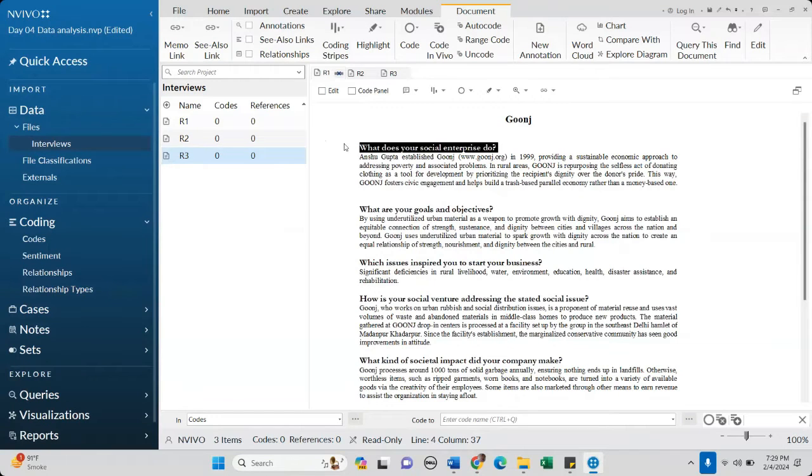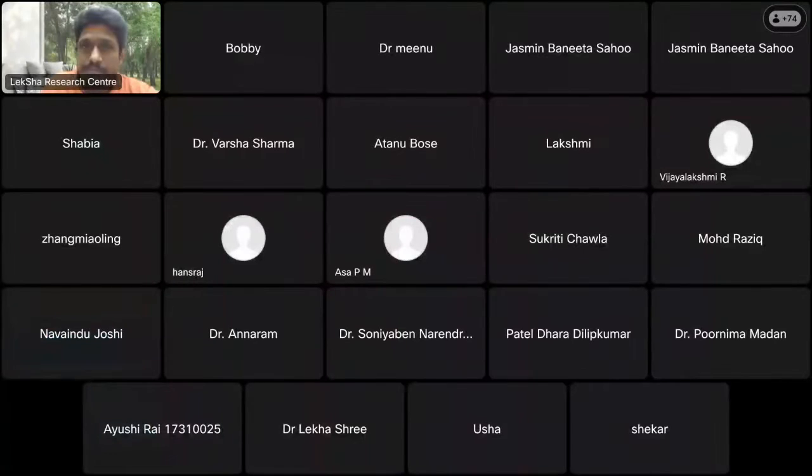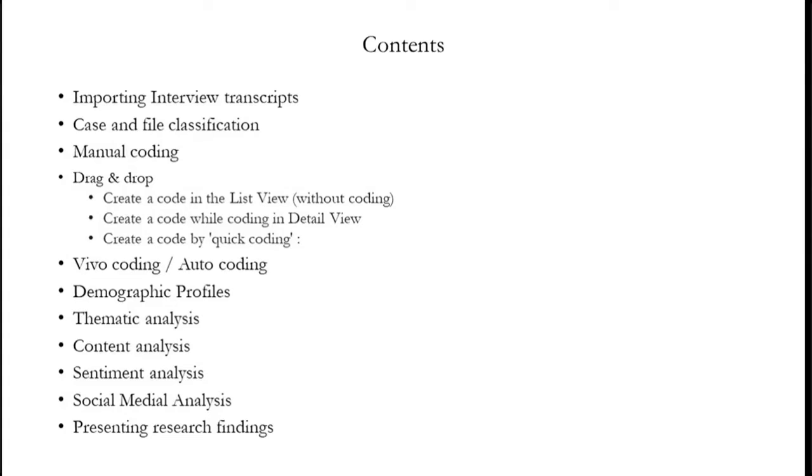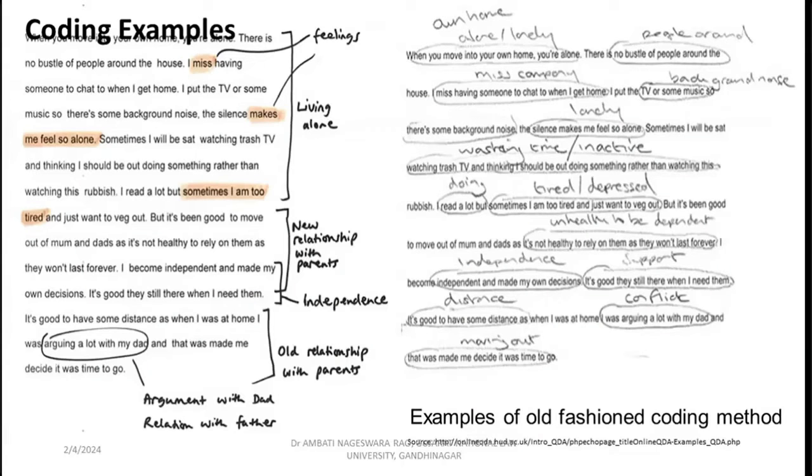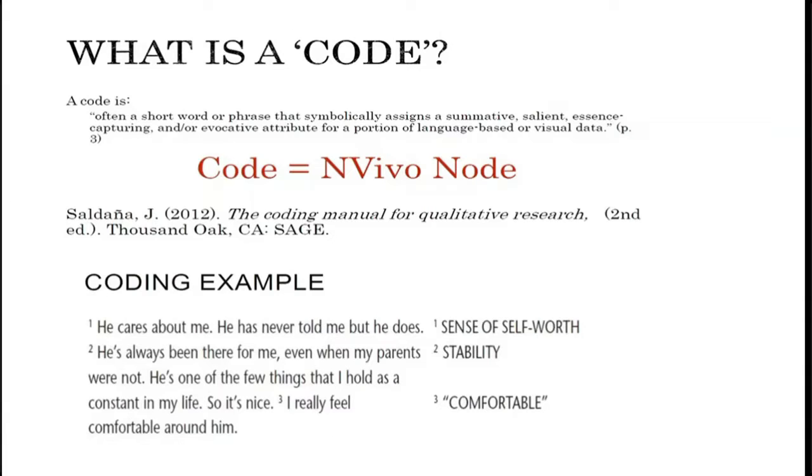So if you are working on thematic analysis, just look at what we have done. Familiarizing yourself with the data means you are going to go through the entire data. You start understanding what is there in this particular data set. Once you start familiarizing yourself with your entire data set, you start reading every statement, every paragraph, and you come up with quotes like sense of self-worth, stability, comfortable.